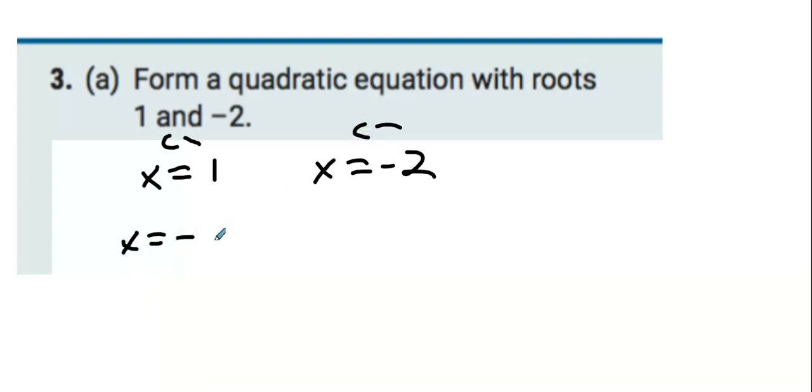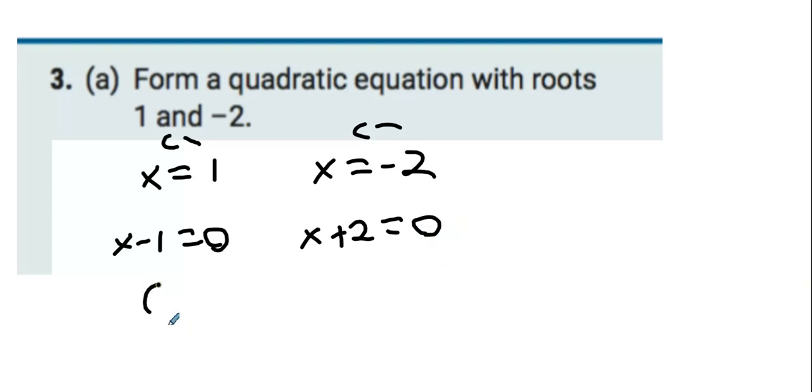X equals 1. Oh, sorry, yeah, I got it wrong there. The one. X minus 1 equals 0, yeah. X plus 2 equals 0, yeah. X minus 1 and then you multiply it out.